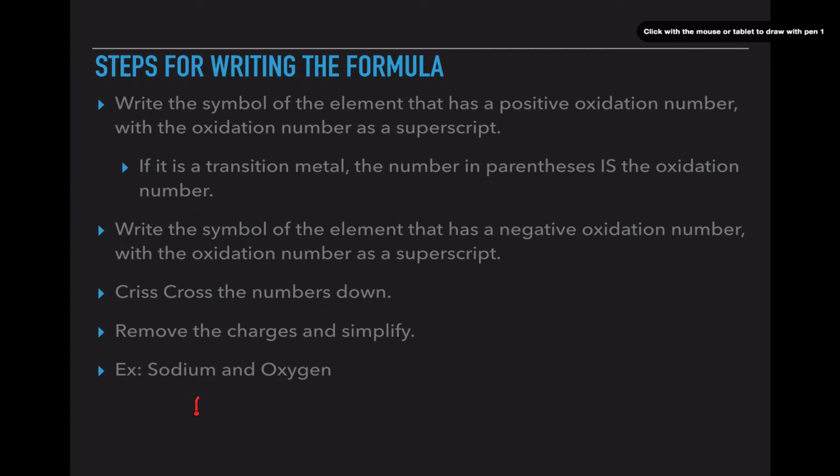So for sodium, Na has an oxidation number of +1. Oxygen has an oxidation number of -2. That's our first step and our second step. Third step, crisscross. And our fourth step, remove the charges and simplify. Na is our first element, and this 2 has dropped down to be with Na. O is our second element, the 1 dropped down to be with the O, so we do not have to write it.